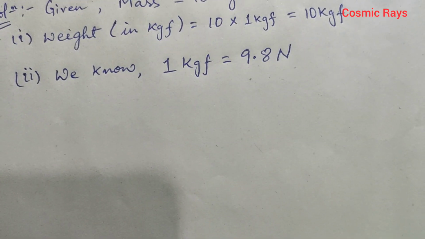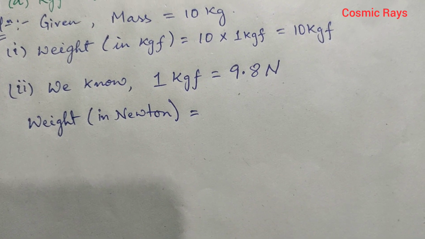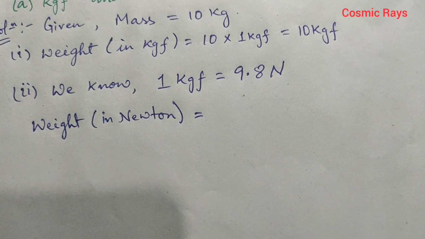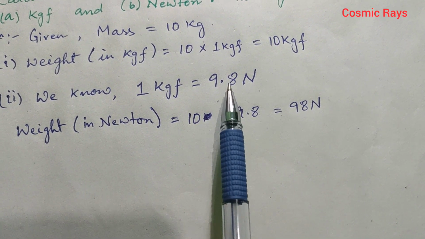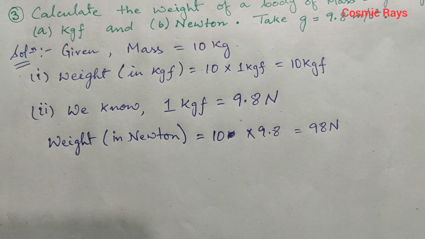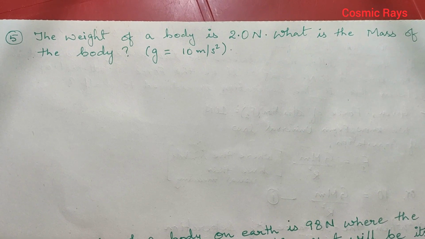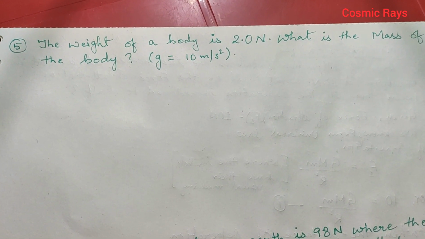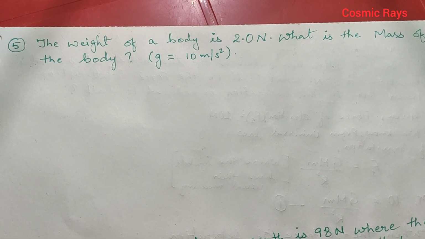We know that 1 kgf is equal to 9.8 Newton. So therefore the weight in Newton is equal to mass multiplied by 9.8 Newton. Mass is 10 kg multiplied by 9.8 Newton. So we get 98 Newton as the answer. Question 5 says, the weight of a body is 2 Newton. What is the mass of the body? Given that acceleration due to gravity g is equal to 10 meter per second square.